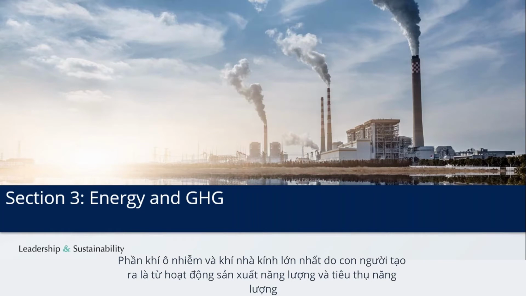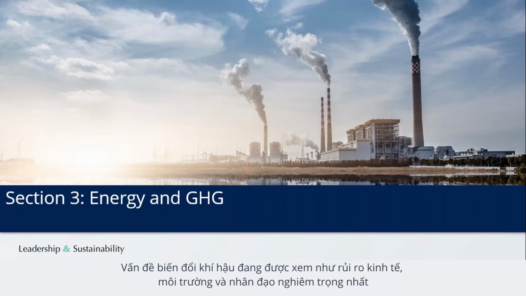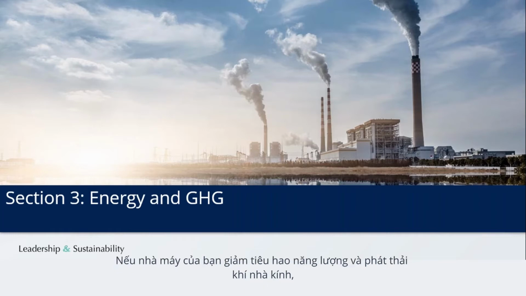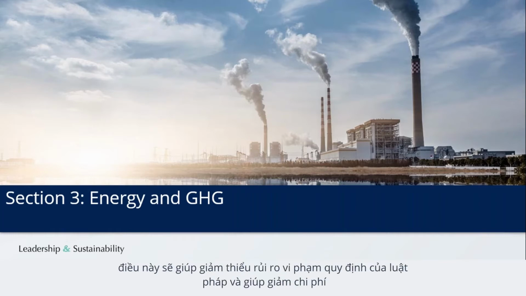The largest man-made sources of air pollution and greenhouse gases derive from energy production and energy use. Taking climate change as the most severe human, environmental and economic risk into consideration, governments may impose more stringent requirements and regulations. So if your facility reduces its energy consumption and greenhouse gas emissions, it will help to reduce also its exposure to such regulatory risks and requirements, but it will also help save costs.